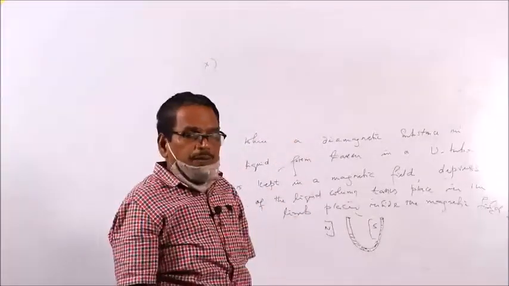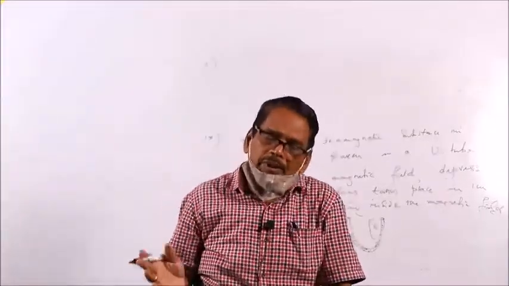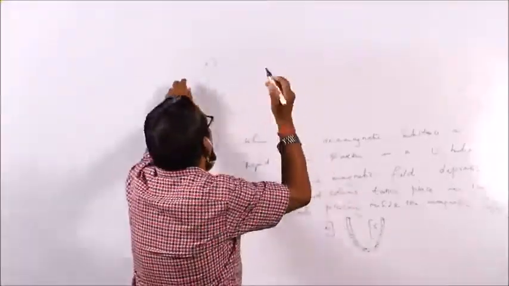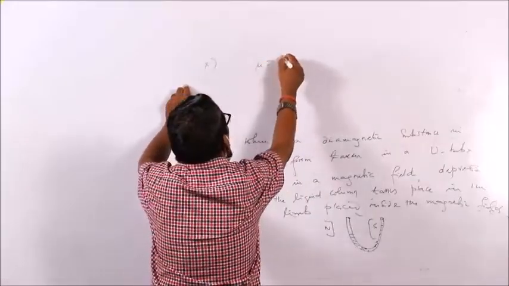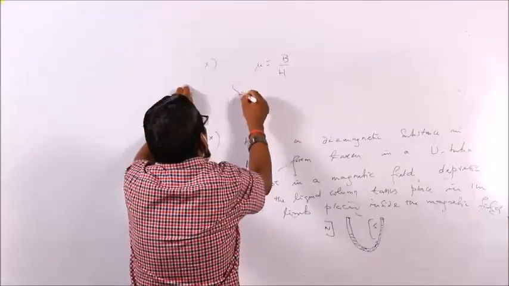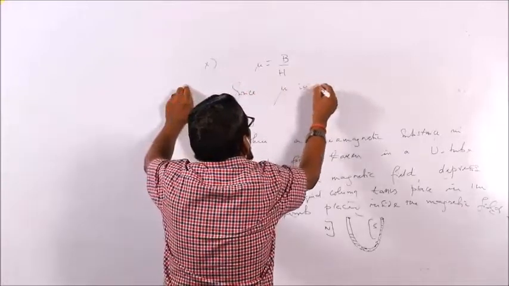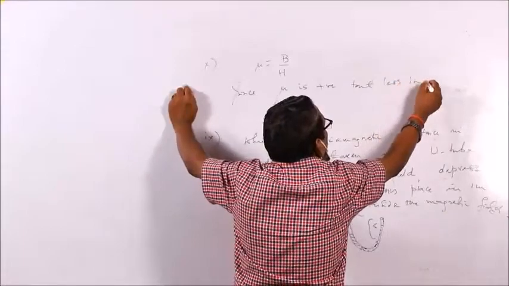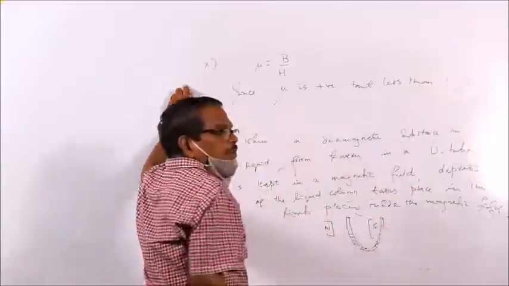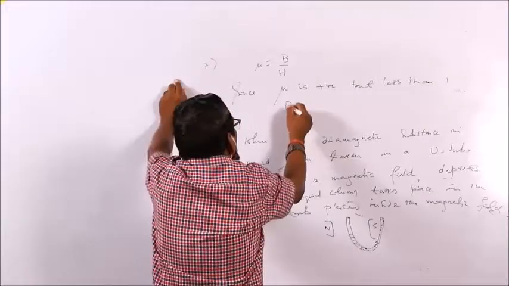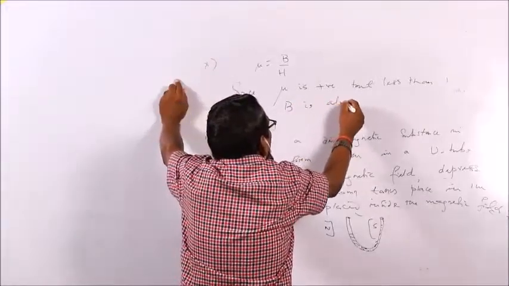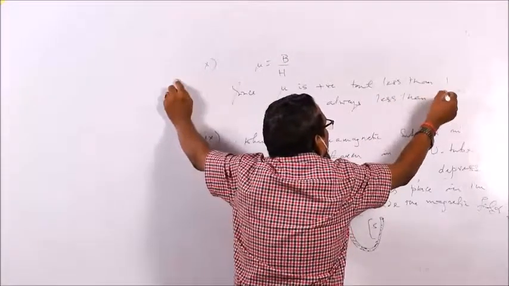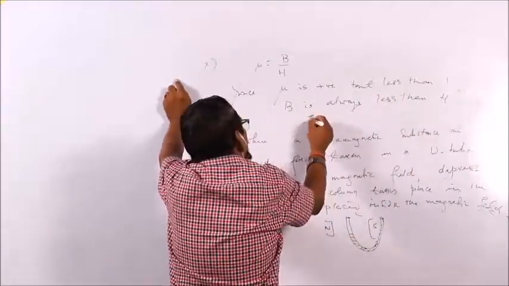Mu is positive but less than 1. Mu is equal to B by H. Since mu is positive but less than 1, B is always less than H for a diamagnetic substance.